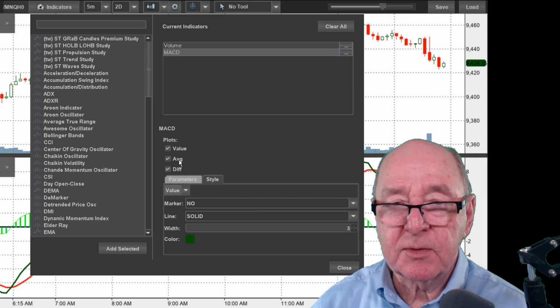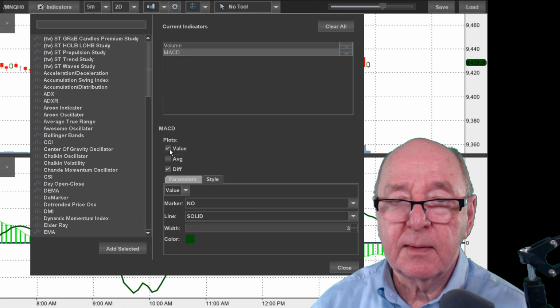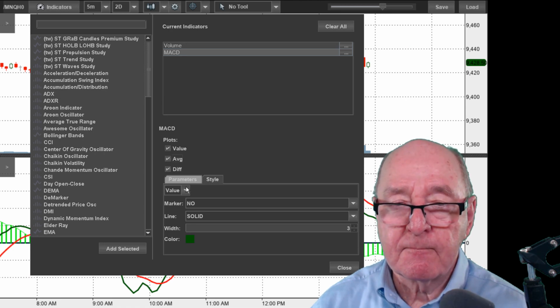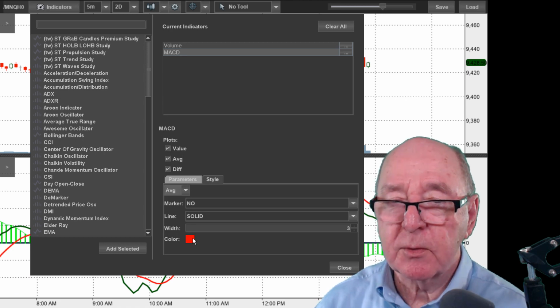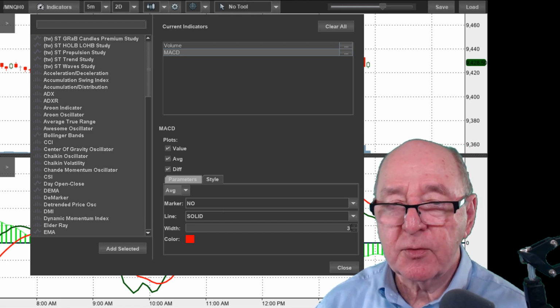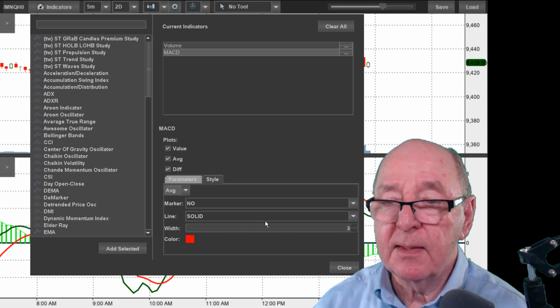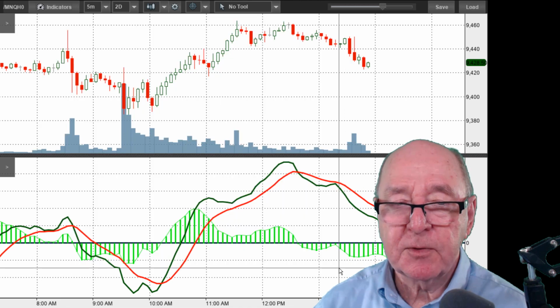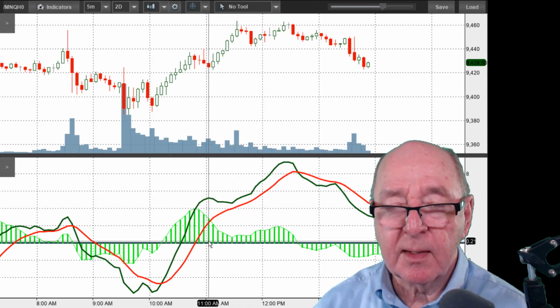And the same setting also for the average, which is the red one. I have the width of the line at 3, and the line is a solid line. And that's how I set it up, so I can say the green line's over the red line.